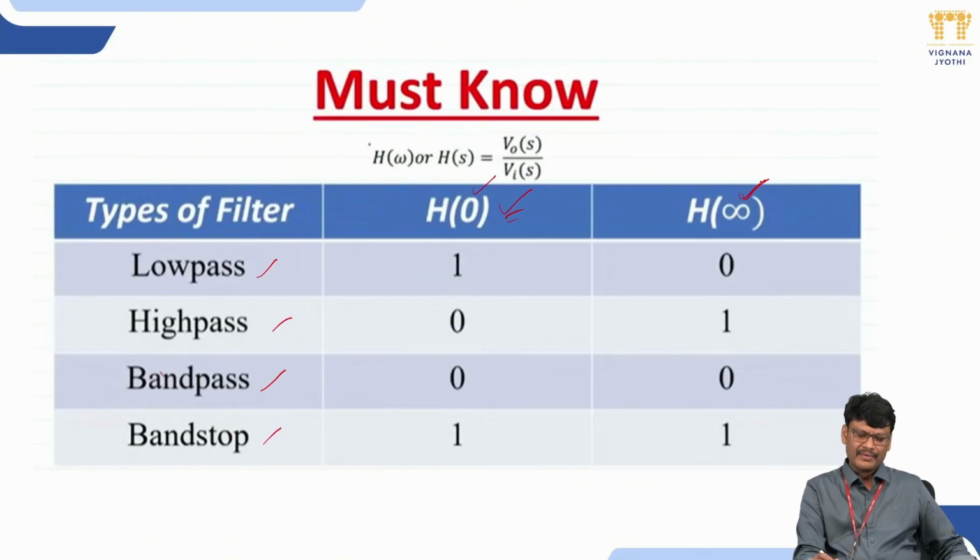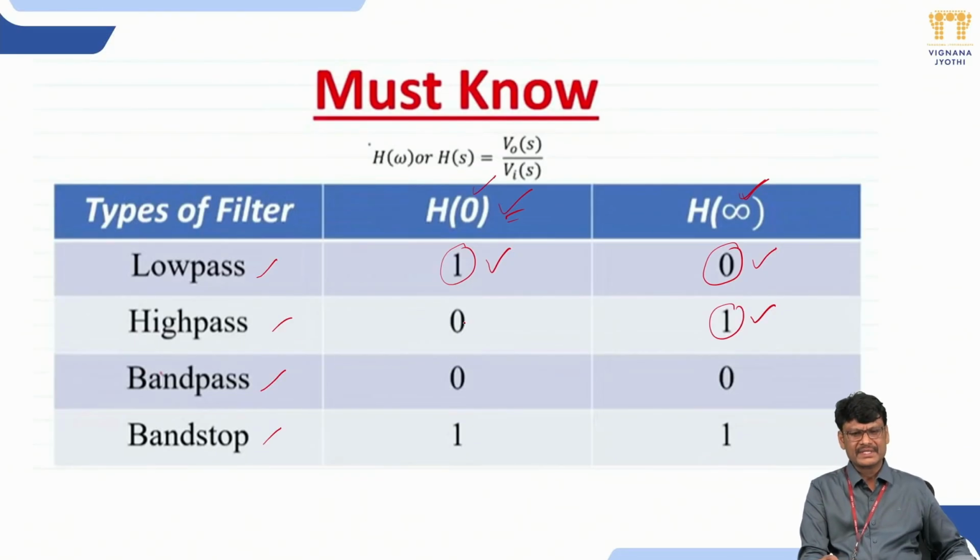Now what is happening? The low pass filter allows the low frequency signal. That is why gain is equal to 1. The low pass filter rejects the high frequency signal. That is why gain is equal to 0. Coming to the high pass filter, it allows the high frequency signal. That is why gain is equal to 1. The high pass filter does not allow the low frequency signal. That is why gain is equal to 0. When gain is equal to 0, it is the stop band. When gain is equal to 1, it is the pass band. So this is the difference between gain value 1 and gain value 0, right?